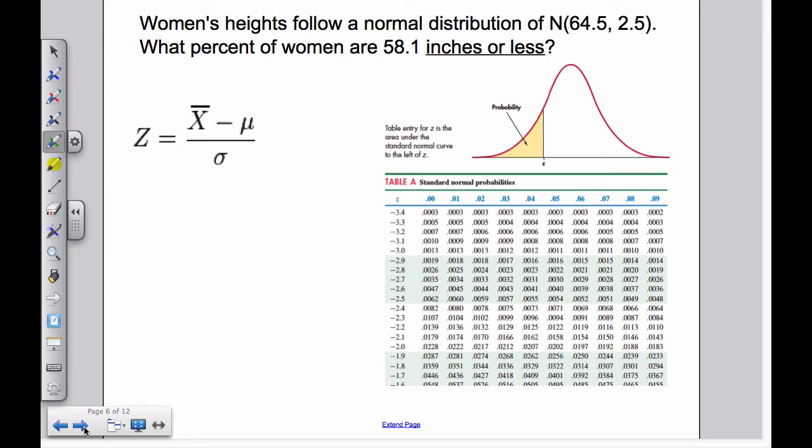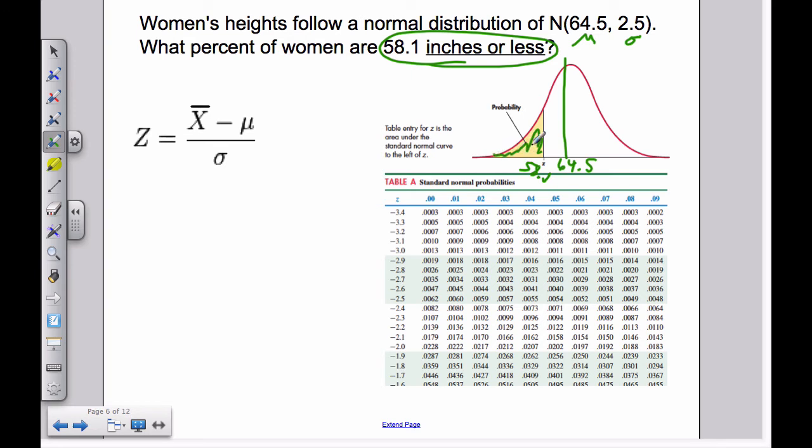Okay, so let's go through an example. I think that's easier, like most things in stats, to walk through one example to see where numbers go. Women's heights follow a normal distribution with a mean of 64.5. This is our mu, and our standard deviation is 2.5. What percent of women are 58.1 inches or less? This is what I'm testing, the 58.1. So I draw my picture. Here's the mean, 64.5 is the middle. They're asking me about 58.1 or less. That's this area right here.